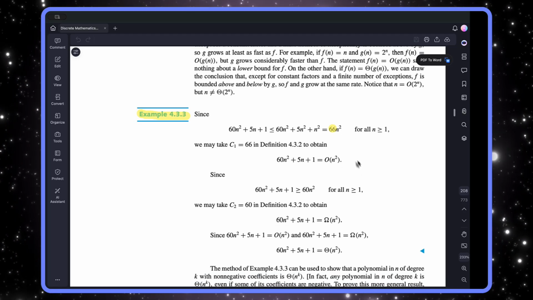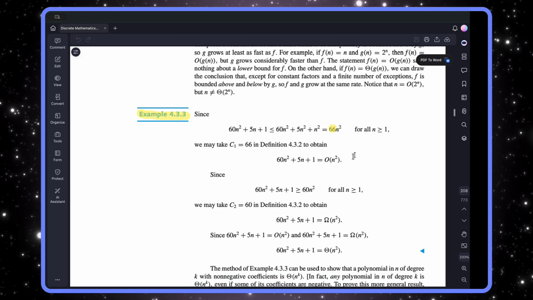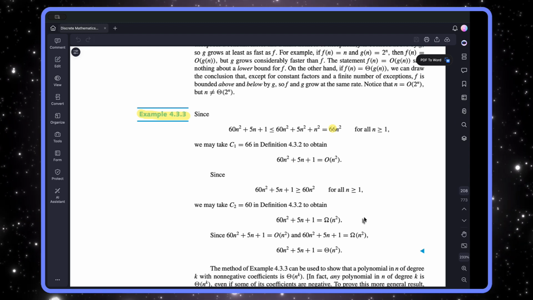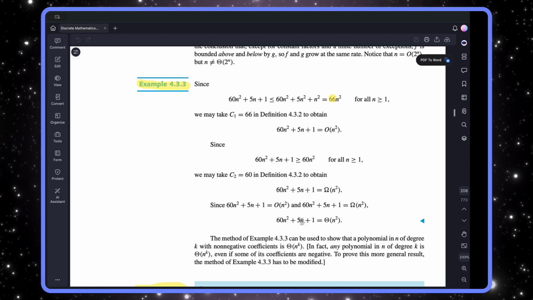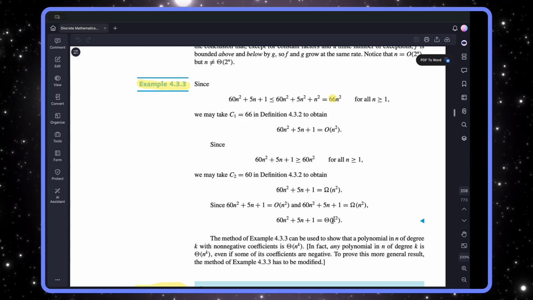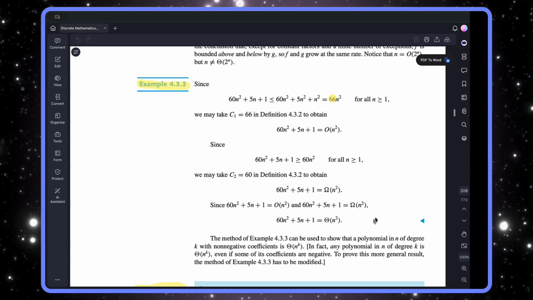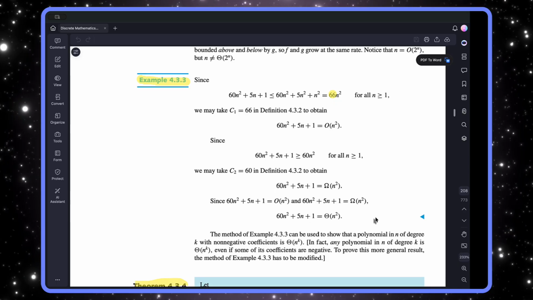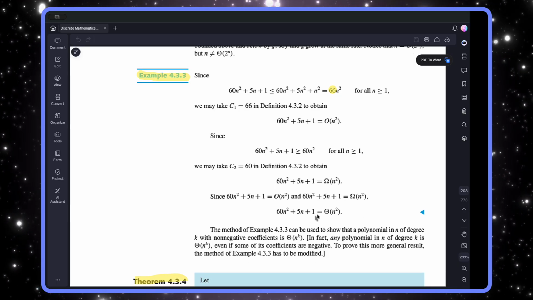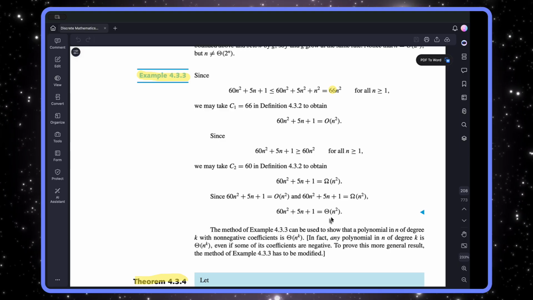Since it is both big O of n squared and omega of n squared, we conclude by our definition that this function that we have calculated grows like n squared. And that's the idea. We want to know how our algorithm that we might be interested in is growing.